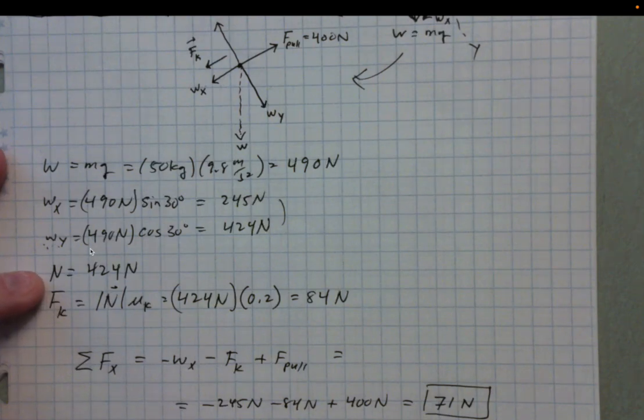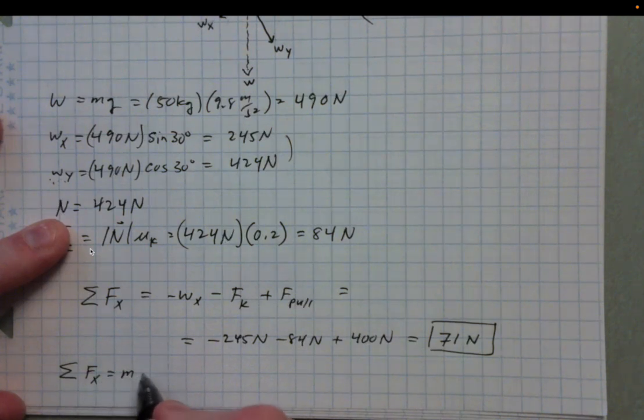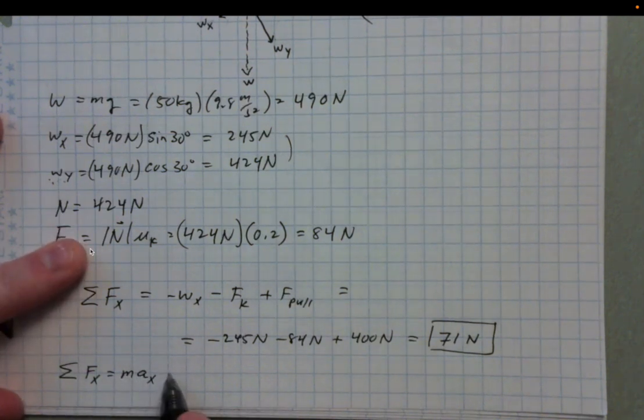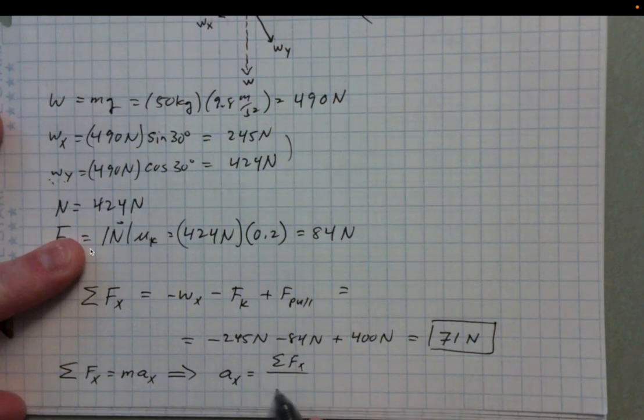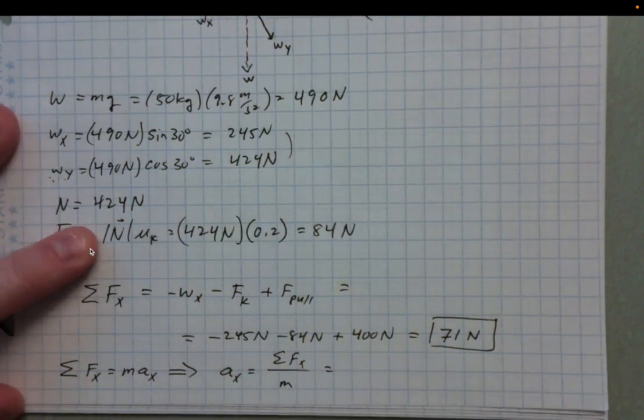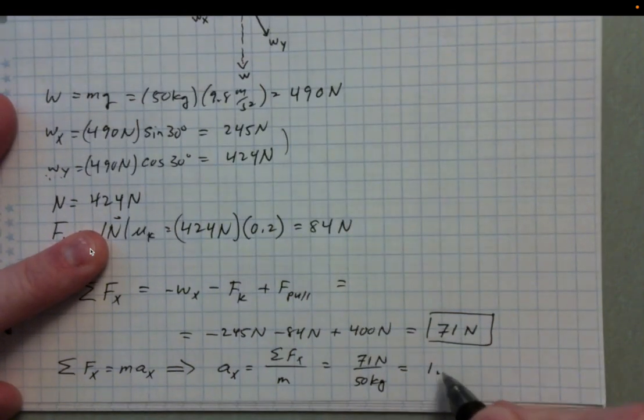Well, the acceleration, remember, is found simply using Newton's second law. The sum of the forces in the x direction is equal to the mass of the object times the acceleration in the x direction. So we know the sum of the forces, we know the mass, so we can solve for the acceleration. A sub x will be equal to the sum of the forces in the x direction divided by the mass. And we see 71 newtons divided by 50 kilograms. And so we should see an acceleration of about 1.42 meters per second squared.